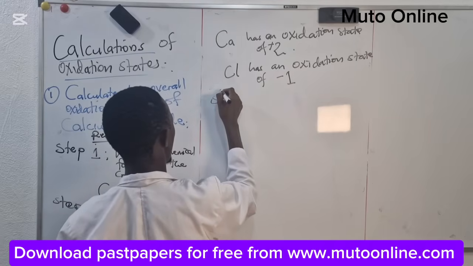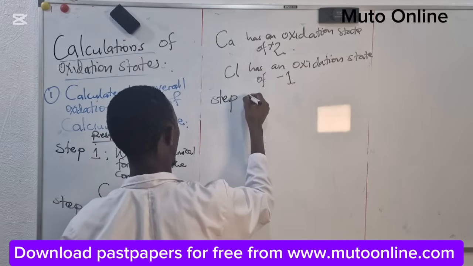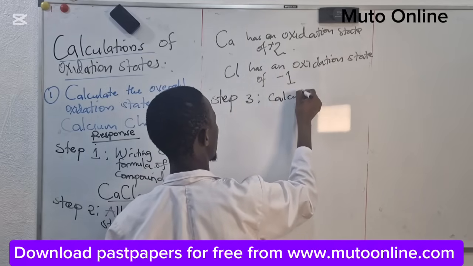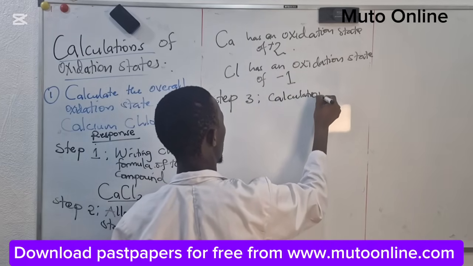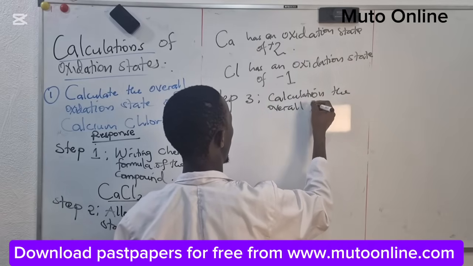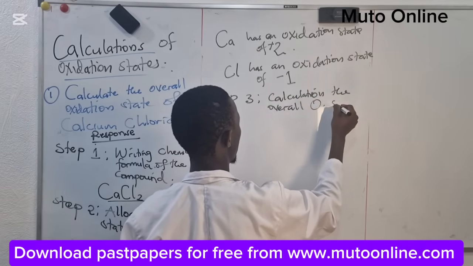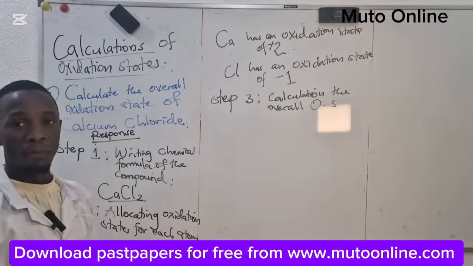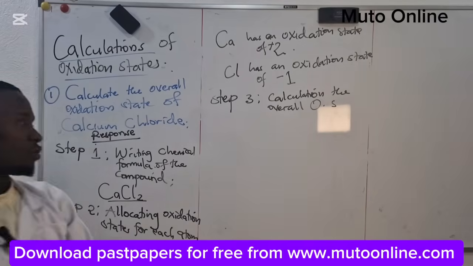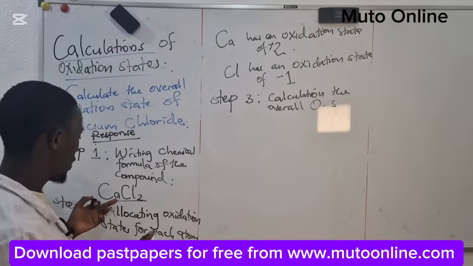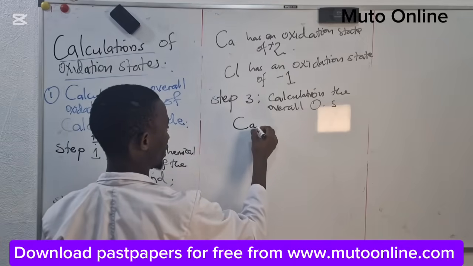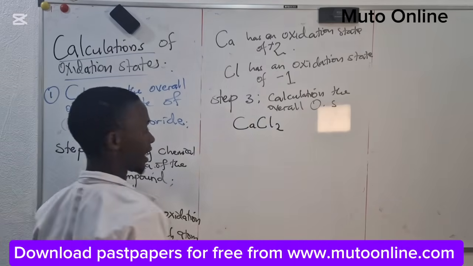So the next step, our step 3, is calculating or determining the overall oxidation state of the compound. How do we calculate that? It is simple. We bring back the formula. The formula is calcium chloride, CaCl2, which is written like that.